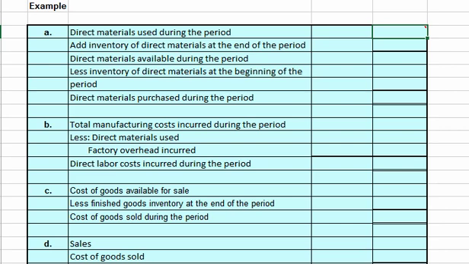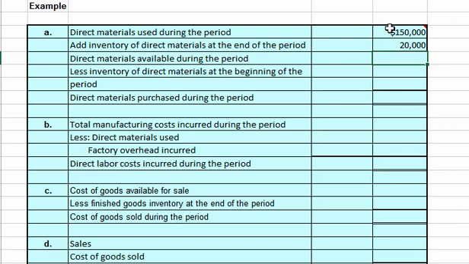Or they just called that direct materials used. I'm not going to use their number though, I'm just going to go with one here, 150,000. Okay, and then they also give you this amount as well. Add inventory of direct materials at the end of the period. So I'm going to use 20,000.